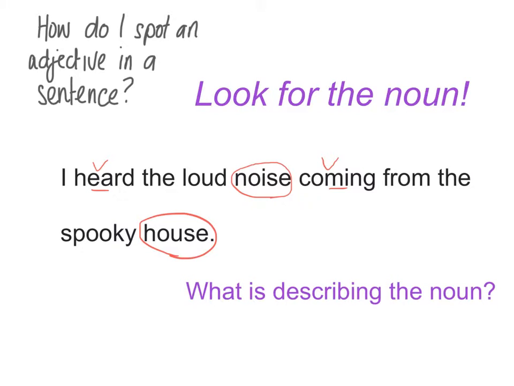What sort of noise is it? It's a loud noise. So this is the adjective. And what sort of house is it? It's a spooky house. So that's the adjective. These nouns need something to describe them. So if you look for the people, places or things, you'll find that they're described by the adjectives.